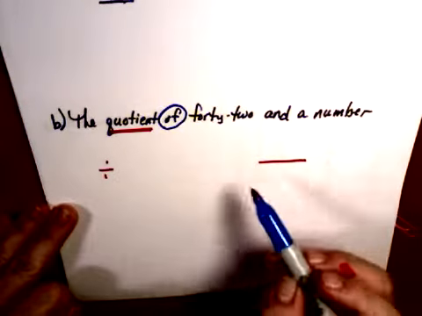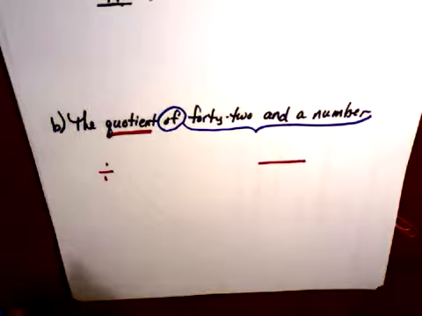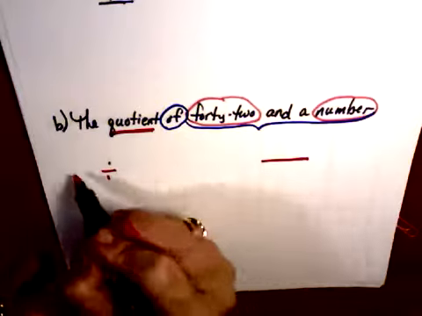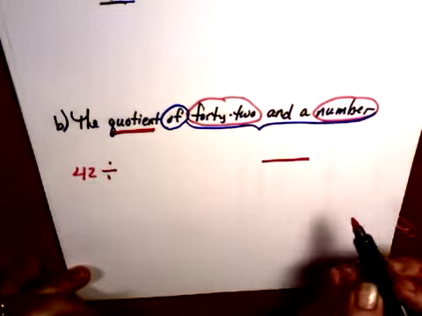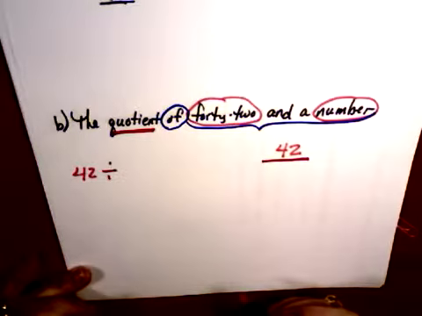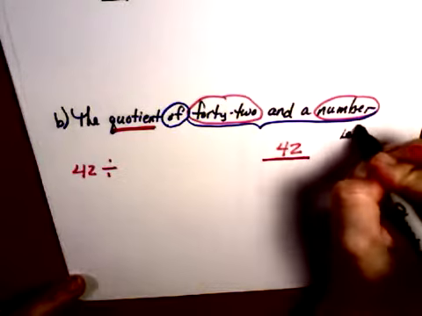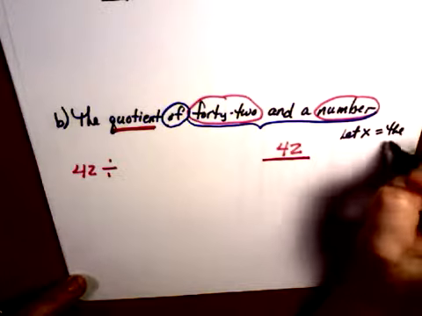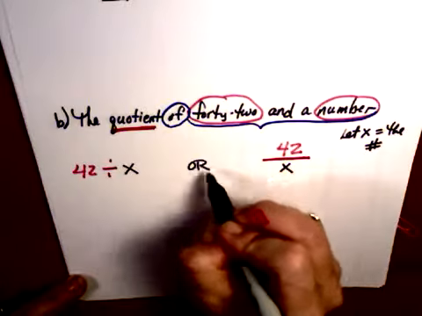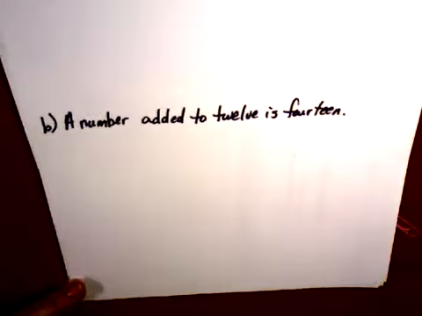Now again, we have that preposition of, and after that we have our objects of the preposition being 42 and number. So 42, since it comes first, we're going to put it first. If I use this symbol, I'll put it first. If I use the fraction, I'll put it on top. And then we're going to have the number. This time let's let x equal the number, just for variety. It doesn't matter. So I'm going to put x here or here. Either one of those is correct. You don't have to do both of them, just one of them.